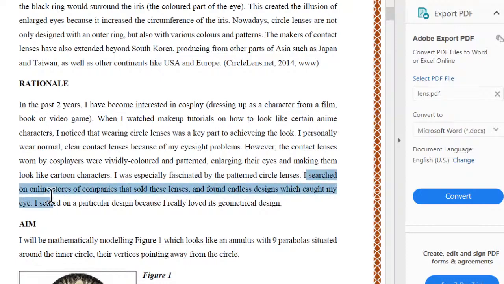This is something beyond interest. This could be the start of, from an interest, it derived action. That sold these lenses and found endless designs which caught my eye. So this is not good personal engagement, but this is what we're looking for. This is part of what we're looking for: math, making hypotheses, that kind of stuff.